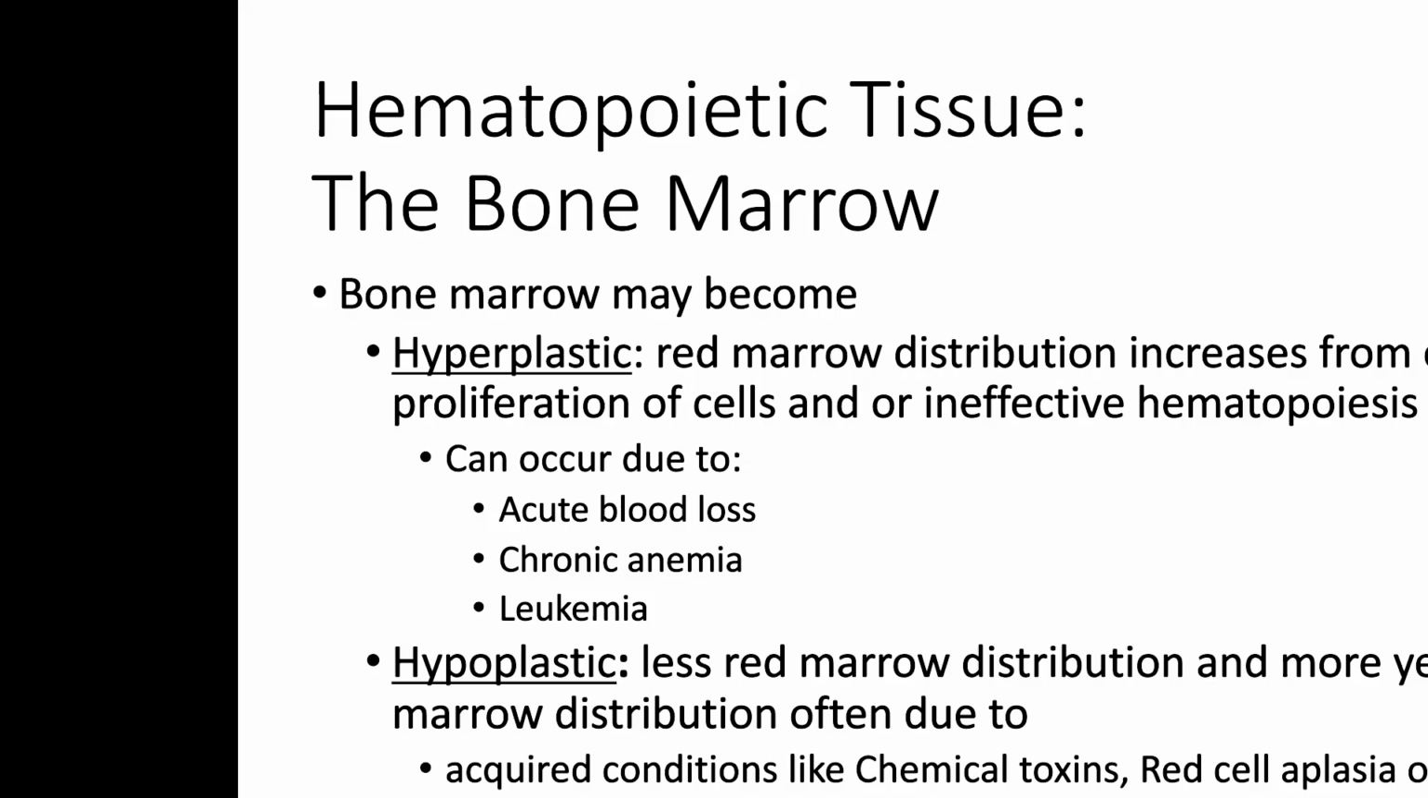If you have a lot more yellow marrow than you do red marrow, then that means there's less active sites of hematopoiesis. It can occur either due to acquired conditions like getting toxins in your body or red cell aplasia, or it will happen due to congenital conditions like Fanconi's. The degree of hyper or hypoplasia can help describe the severity, etiology, and duration of disease.